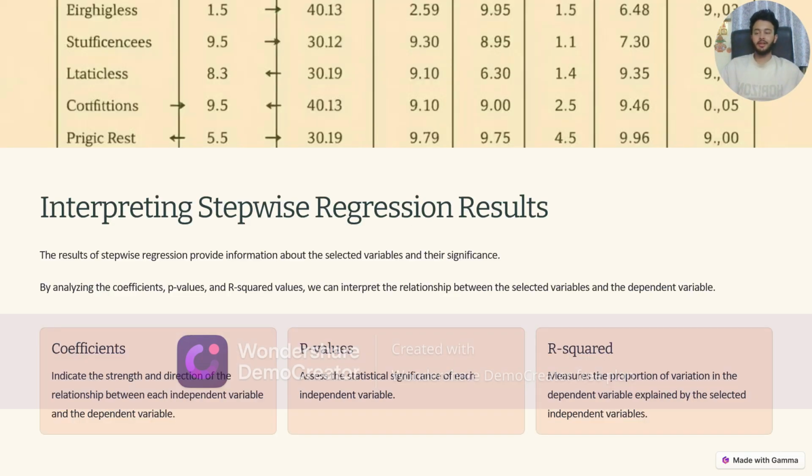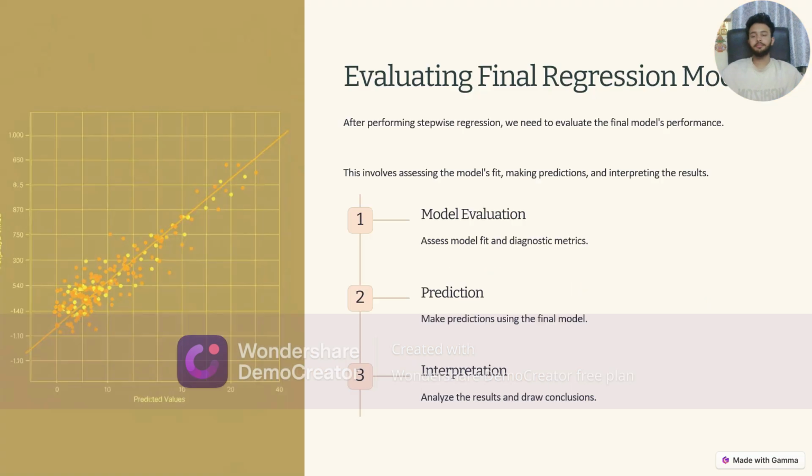Interpreting stepwise regression results. The results of stepwise regression provide information about the selected variables and their significance. By analyzing the coefficients, p-values, and R squared values, we can interpret the relationship between the selected variables and the dependent variable. Coefficients indicate the strength and direction of the relationship between an independent variable and the dependent variable. P-values assess the statistical significance of each independent variable. R squared measures the proportion of variation in the dependent variable explained by the selected independent variables.